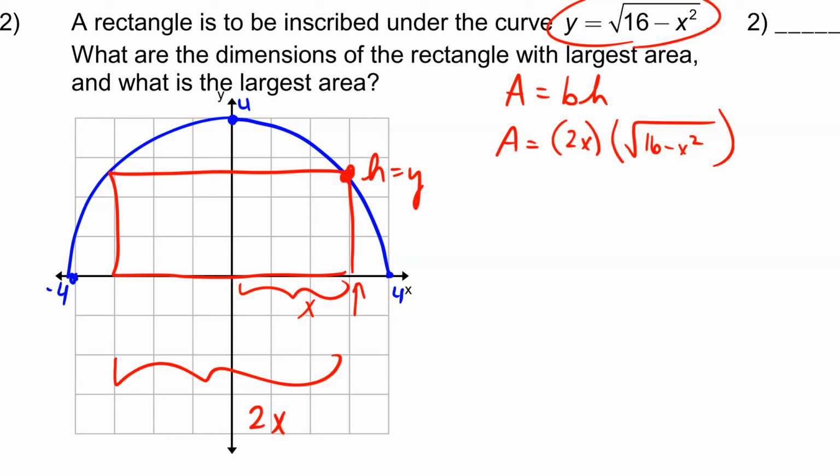Okay, I'm going to rewrite this a little easier because the next thing we're going to do in order to optimize is find the maximum. To find mins and maxes, you take the first derivative and find the critical points. So I'm going to rewrite it so it's a little easier for us to take a derivative. So we need to take a derivative.